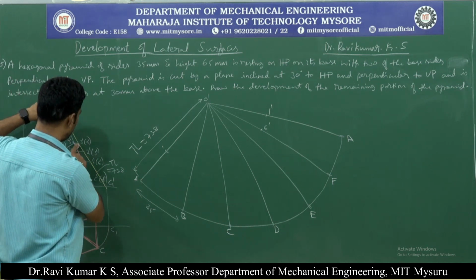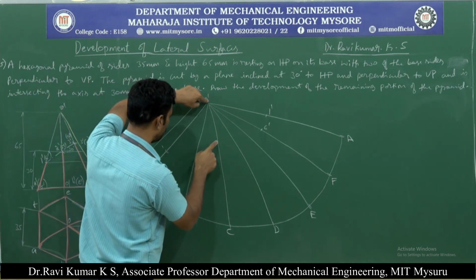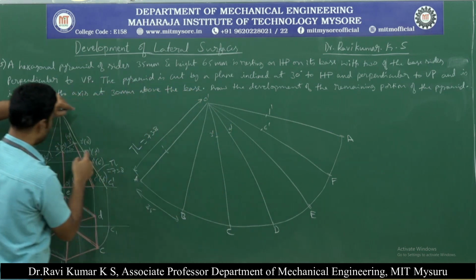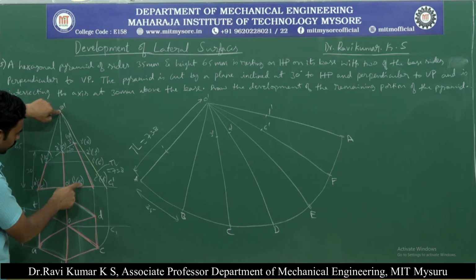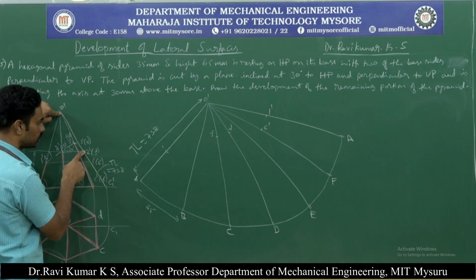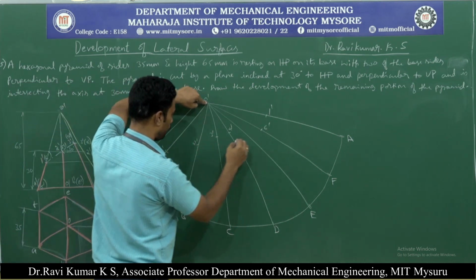Similarly, O1, 3 dash, 4 dash for the edge C and D. This is 3 dash, 4 dash. Similarly, O 2 dash 5 dash. 2 dash 5 dash is for the edge B dash E dash. This distance 2 5 here. 2 dash 5 dash.